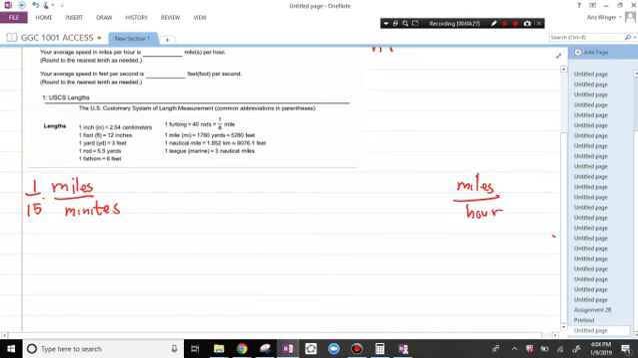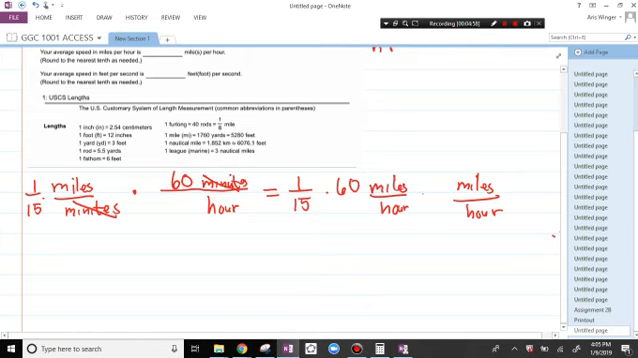So in order to do that, we're going to need to cancel out minutes. So we'll put minutes up here. And we need to put hours down here, and we know that 60 minutes is 1 hour. So this will take us and put us in miles per hour. The minutes cancel, and you're left with 1 over 15 times 60 miles per hour, which is what we want. 60 divided by 15 is 4 miles per hour.